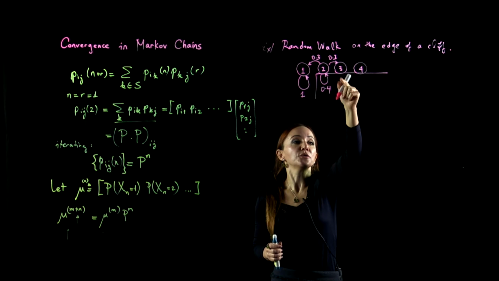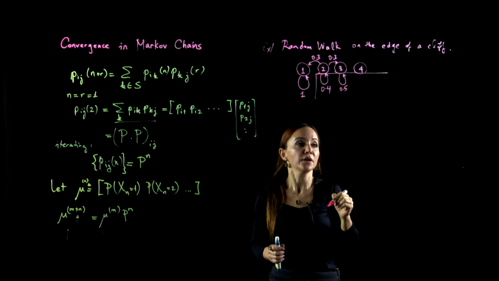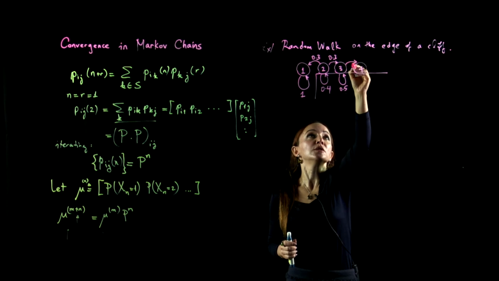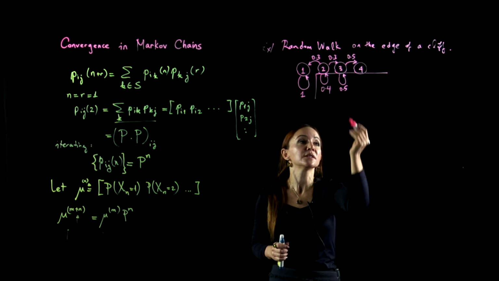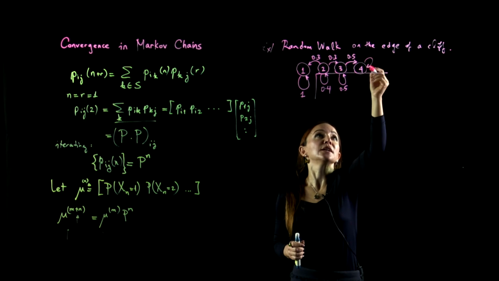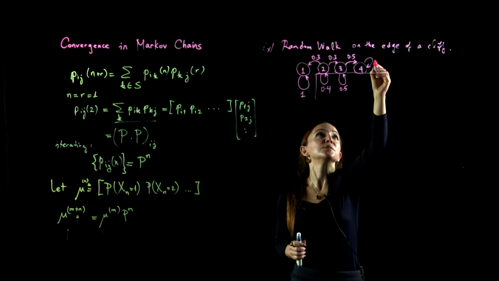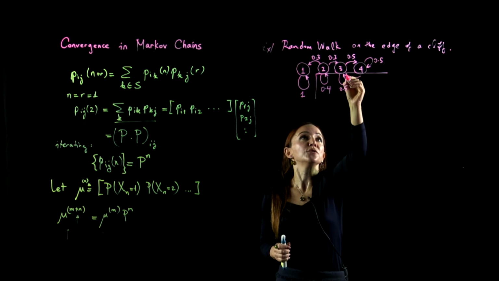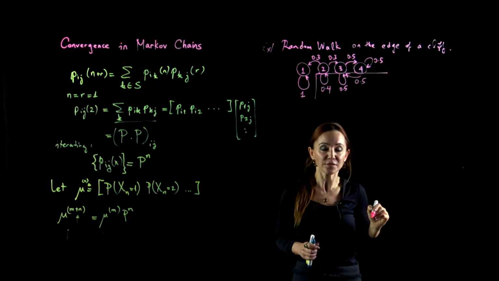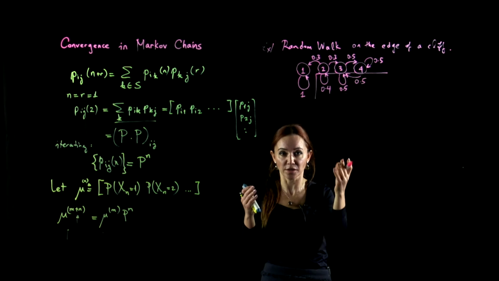If the particle is in state 3, it will stay in state 3 with probability 0.5. It will move to state 4 with probability 0.5. Either this or that. And if it is in state 4, it will stay in state 4 with probability 0.5, and it will move to state 3 with probability 0.5. So we can ask a number of interesting questions on this very simple example.